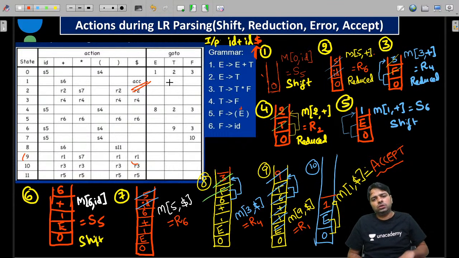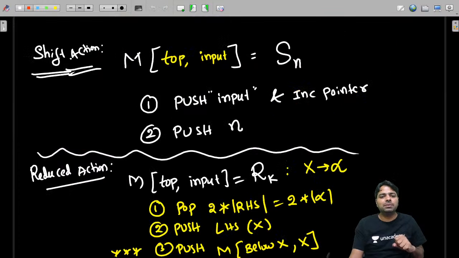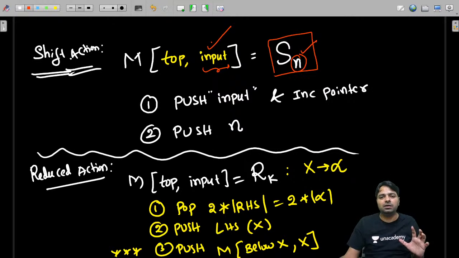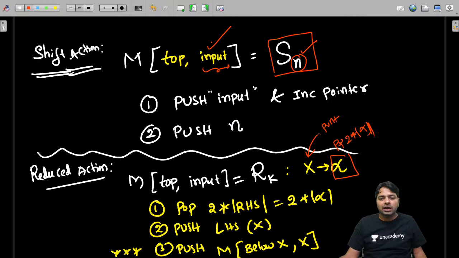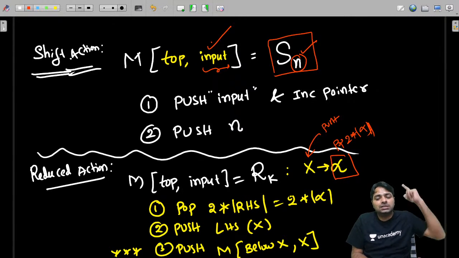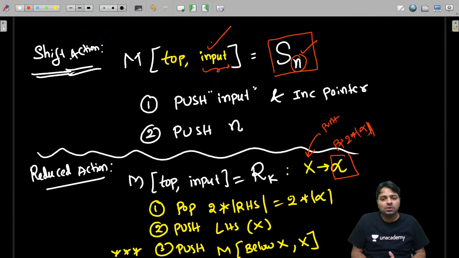I hope you understood the concept of how to perform the shift and reduction. To understand the shift, you must remember these 2 steps. Whenever you encounter a shift action, push your input, this is the first one, and then push the next number. And when you perform the reduction, pop 2 times of this alpha, push LHS, and also push the below x comma x on the table, whatever you have. So these are the 3 steps of the reduce action.